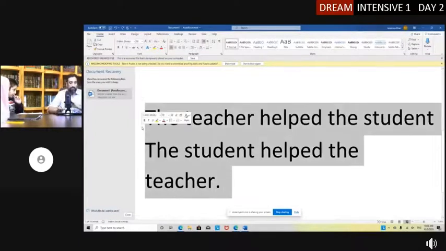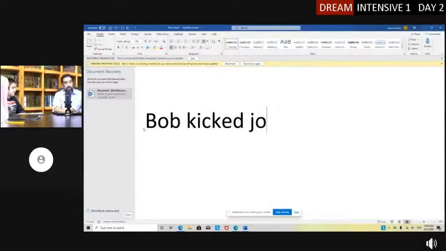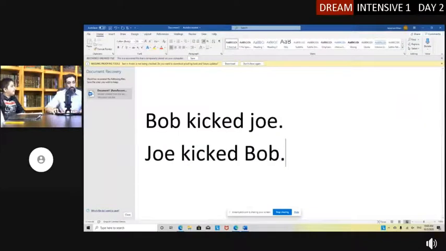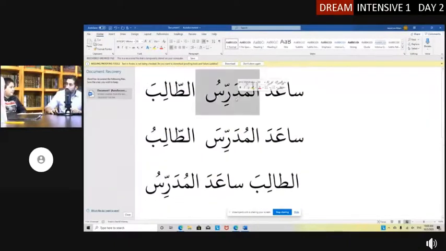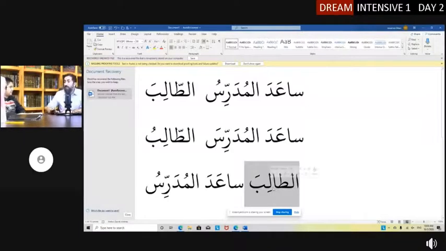Let's try this. Bob kicked Joe. Joe kicked Bob. Whoever got mentioned first is the one going to jail, right? Because he kicked him. Whenever someone comes first in English, we think that they are the doer. So when you came here, you said, well, teacher's first, so teacher's the doer. This time the student's first and the student's the doer. But you were thinking in English, and this right here is Arabic.